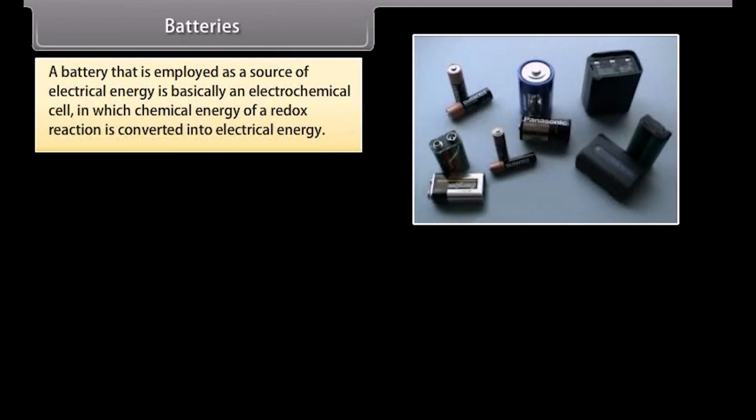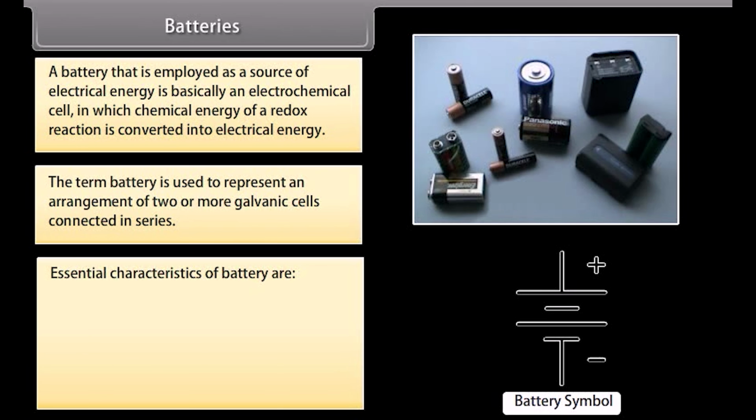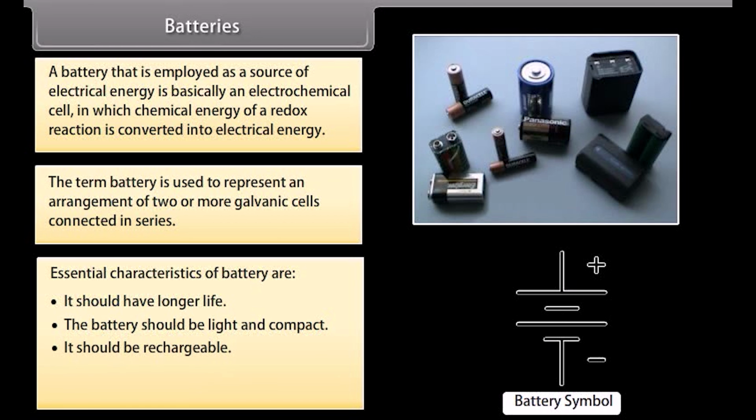Batteries. A battery that is employed as a source of electrical energy is basically an electrochemical cell in which chemical energy of a redox reaction is converted into electrical energy. The term battery is used to represent an arrangement of 2 or more galvanic cells connected in series. Essential characteristics of battery are: it should have longer life, the battery should be light and compact, it should be rechargeable, and the voltage should not vary much during the use of the battery.